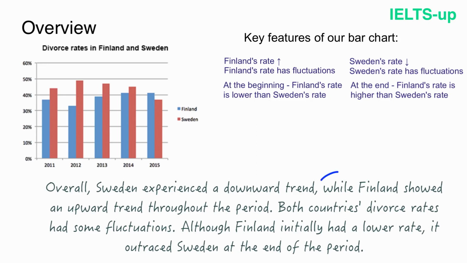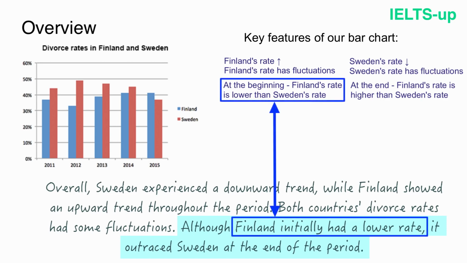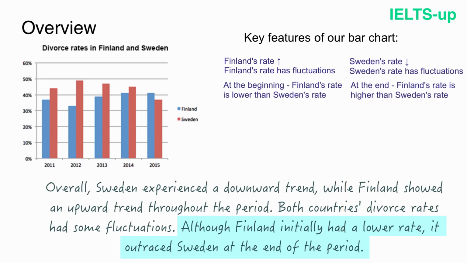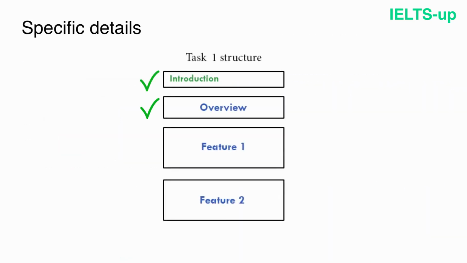Note how I used the linking word while to contrast the opposite trends. It is a very good technique, so keep that in mind. Then I use the word both to say that 2 countries had the same feature. In our case, both countries had some fluctuations. And finally, I compare rates of Finland and Sweden throughout the period. Since initially Finland's rate was lower than Sweden's rate, but then it changed, I used the linking word although. Although Finland initially had a lower rate, it outraced Sweden at the end of the period. And that's all with the general overview paragraph.